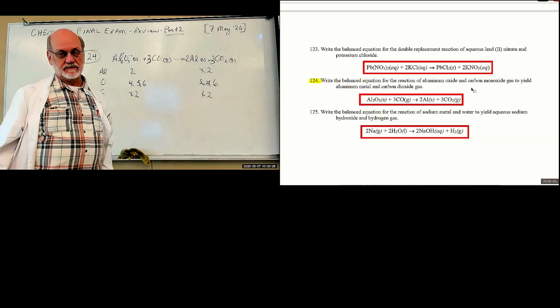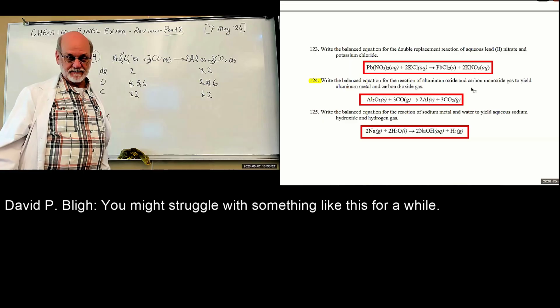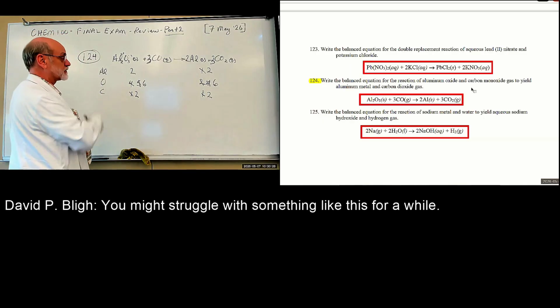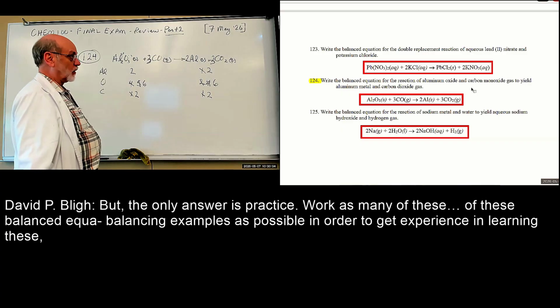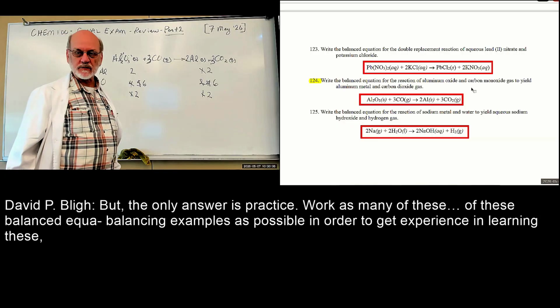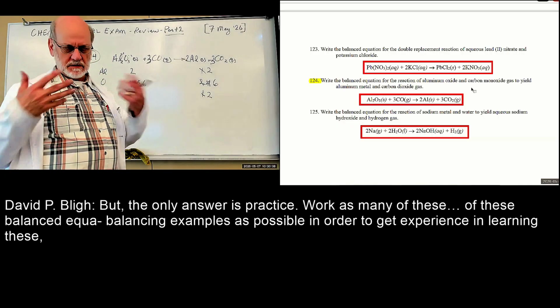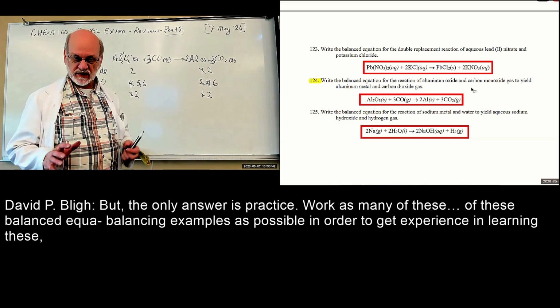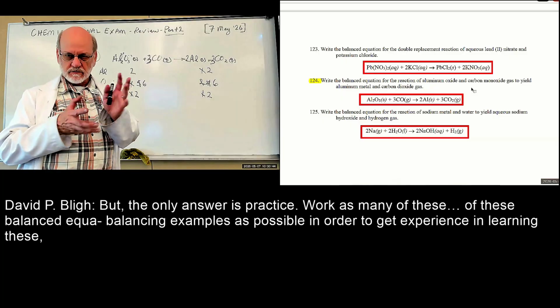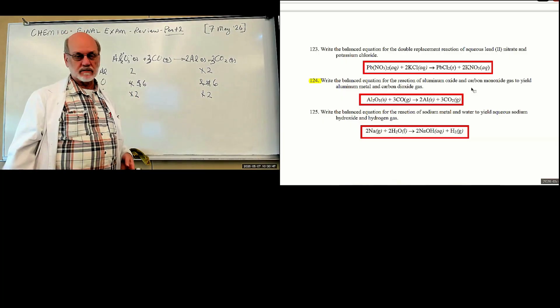It takes practice. I'll grant you that. You might struggle with something like this for a while, but the only answer is practice. Work as many of these balancing examples as possible in order to get experience in learning these tricks.